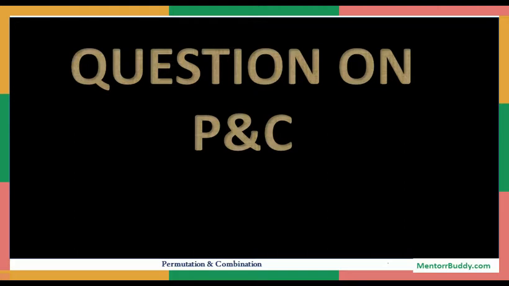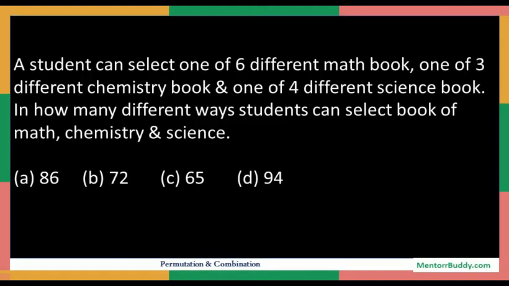Today we are going to discuss another simple question which is based on PNC. Now, first coming directly to the question. The question says a student can select one of 6 different math books, one of 3 different chemistry books, one of 4 different science books. In how many ways can the student select a book of math, chemistry and science? And the listed options are 86, 72, 65 and 94.